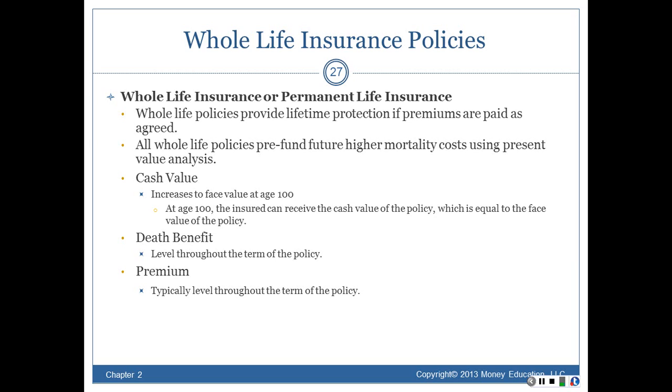The insurance element is going to get more expensive, but the savings element is going to grow as I get older, requiring me to purchase less insurance, so that, let's say, by the time I got to age 100, or 110, depending upon the life tables used, my cash value would equal the amount of insurance that I should have. So remember to keep that in mind. Okay.